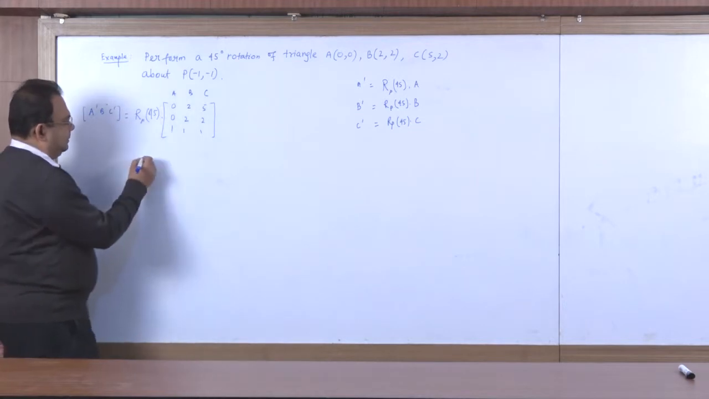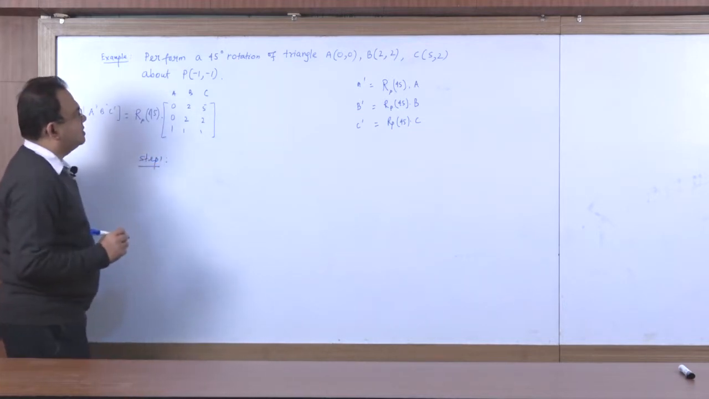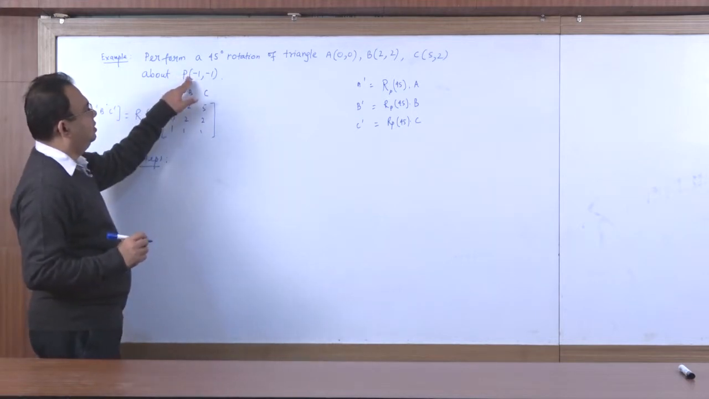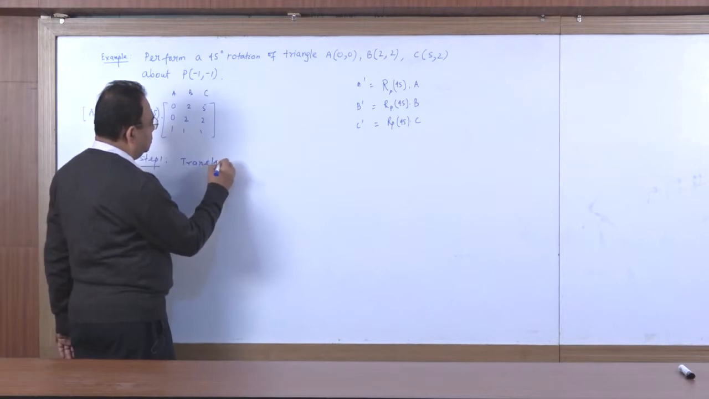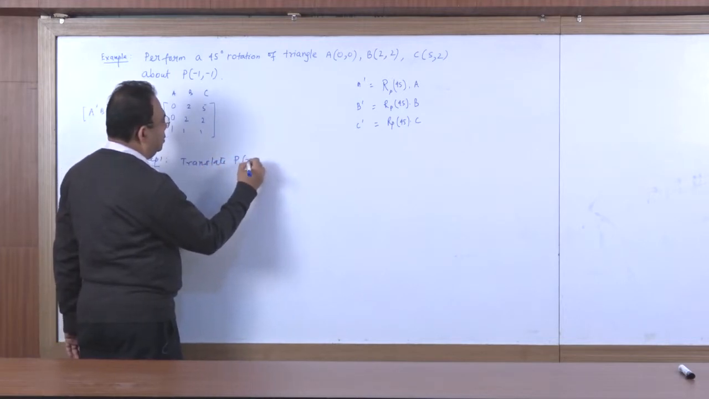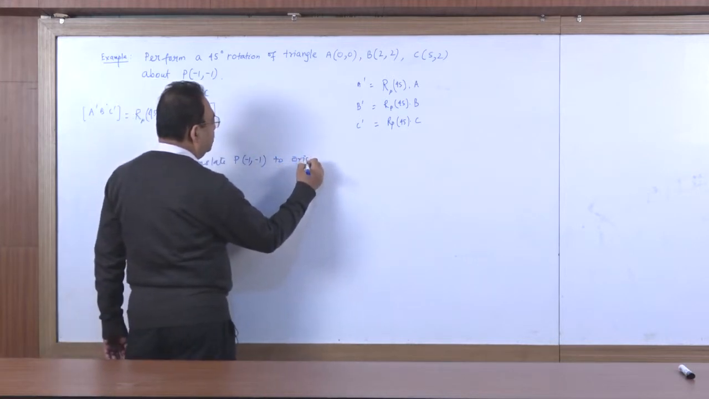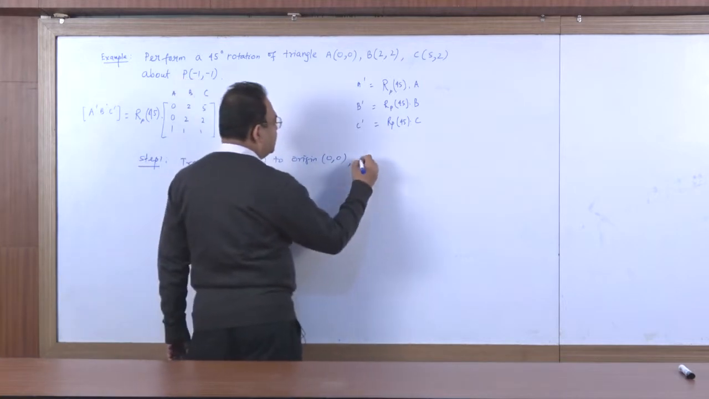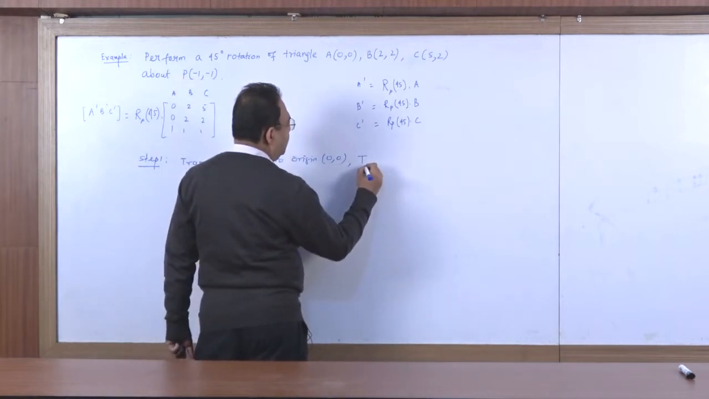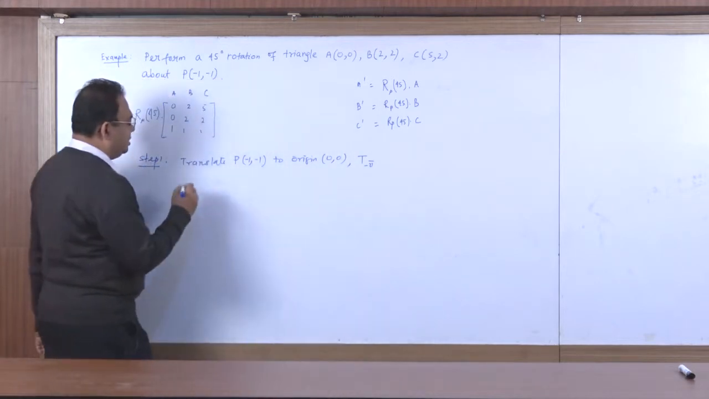Now, let us see how we can obtain these composite operators. As per step 1, we will first translate P (-1, -1) to the origin, that is (0, 0). Let us call this operator T minus V, where what is T minus V now?